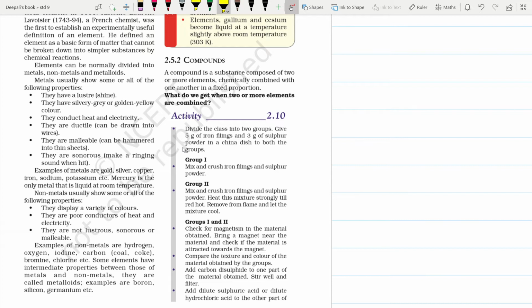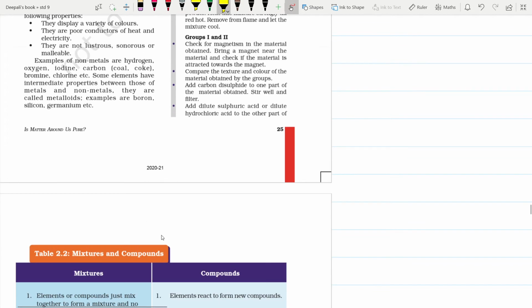Heat the mixture strongly till red hot. Remove from flame and let the mixture cool. Check for magnetism in the material. Bring a magnet near the material and check if the material is attracted towards the magnet. Compare the texture and color of the material contained by the groups.